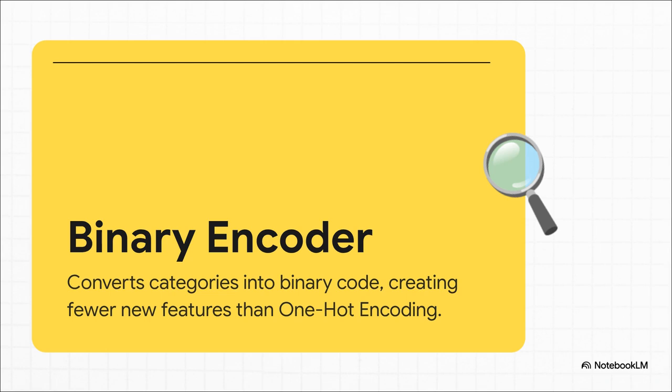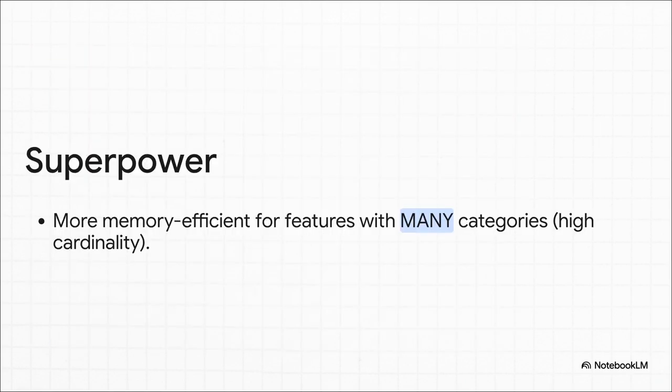This is a really clever twist on one-hot encoding. It starts by turning categories into numbers, just like before, 0, 1, 2, 3, 4. But then it converts those numbers into binary code. So the number 4 becomes 100 in binary. This means it only needs 3 new columns instead of the 5 a one-hot encoder would have created. It's way more compact. So, what's its superpower?